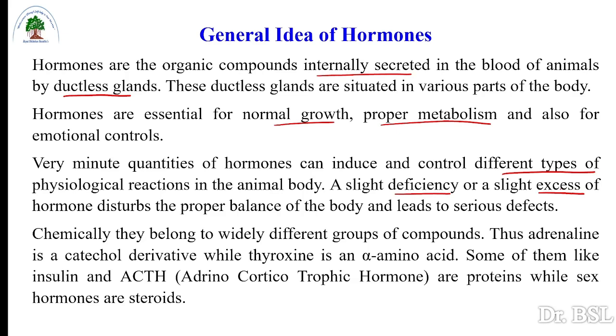Chemically, they belong to widely different groups of compounds. Thus, adrenaline is a catechol derivative while thyroxine is an alpha amino acid derivative. And some of them, like insulin and ACTH, adrenocorticotropic hormone, are proteins, while sex hormones are steroids.